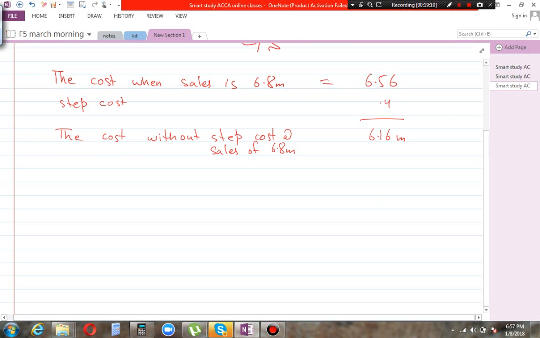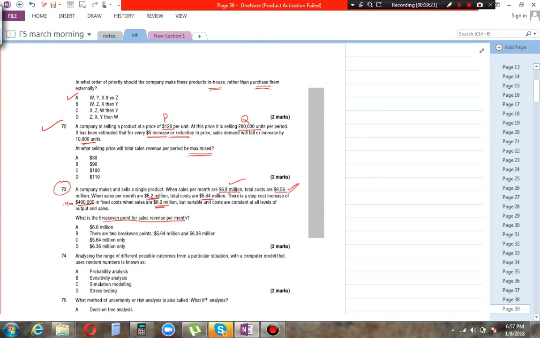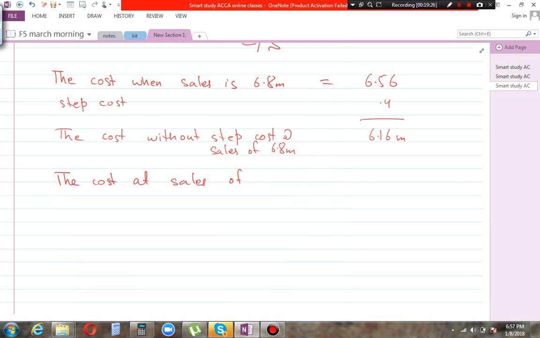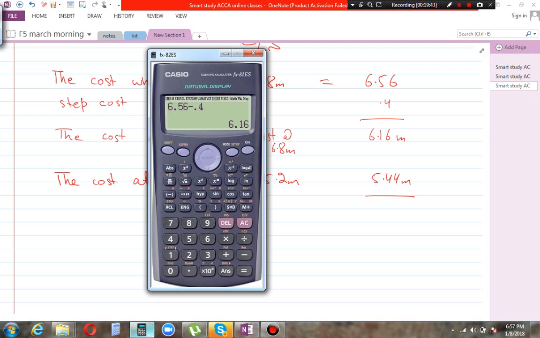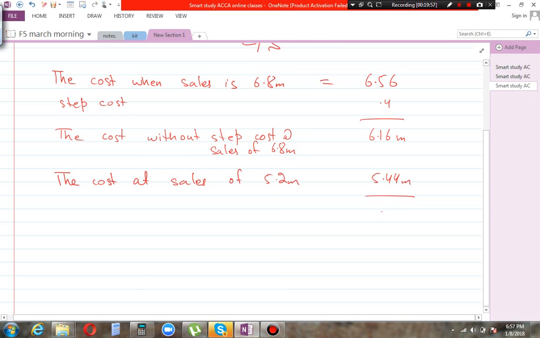Alright, now the other set of information says that the cost at sales of 5.2 million is 5.44 million. So if the sale is 5.2 million, the cost is 5.44 million, right? And if you deduct it, 6.16 minus 5.44 should be 0.72 million.